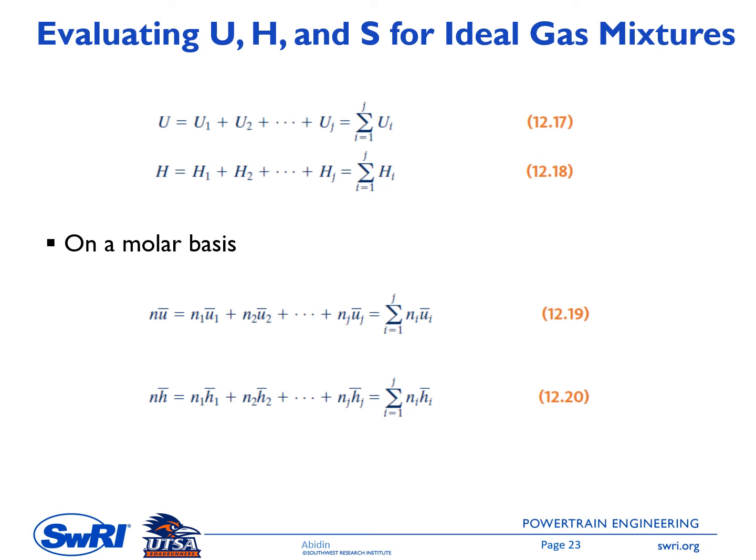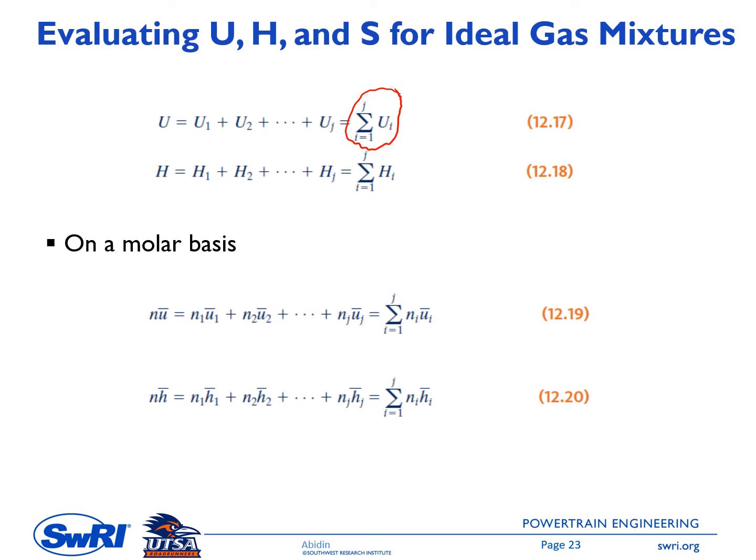The first equation here, equation 12.17, is the internal energy of the mixture. It is defined as the sum of the internal energy of component 1 plus internal energy of component 2 and so on through internal energy of component j, and it can be written in compact form by using a summation sign: the sum from i equal to 1 until j of Ui. So Ui is the internal energy of component i.